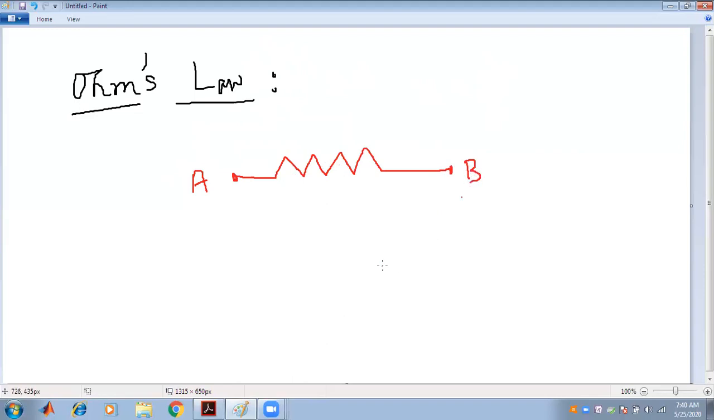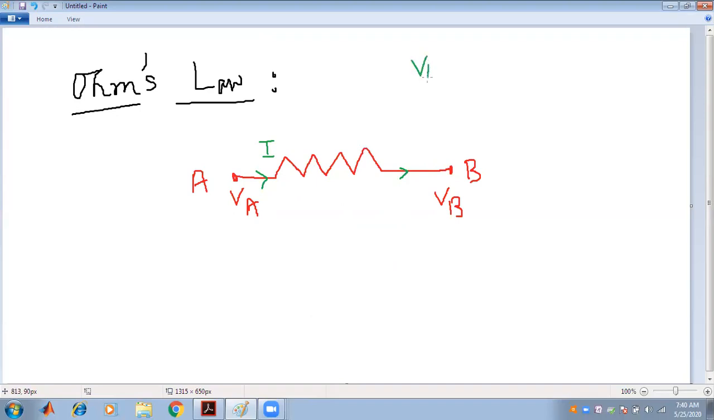So, let's take the potential at that point as VA, and the potential at that point as VB. According to Ohm's law, the current I flowing through the conductor is directly proportional to the voltage difference.